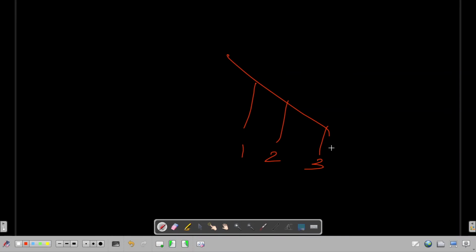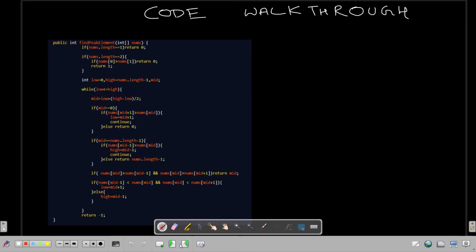I hope you were able to derive the algorithm. Even if you are not able to derive the algorithm, don't worry. I'll show you the code which I used to submit in this problem, and hopefully you'll get the intuition which I am trying to convey. So this is the code. Don't worry, I'll explain line by line. Nums is the array given to us.